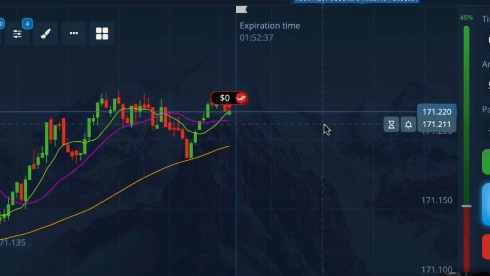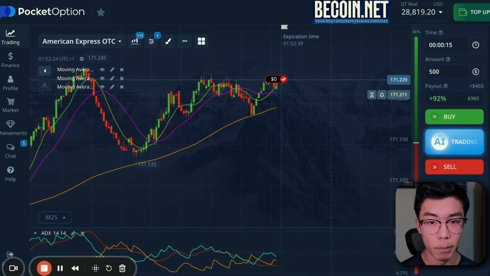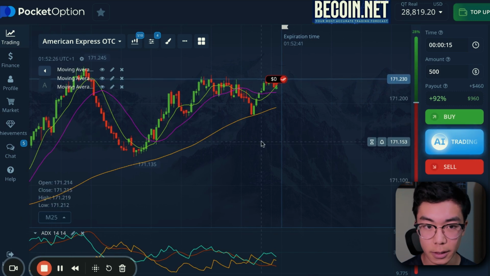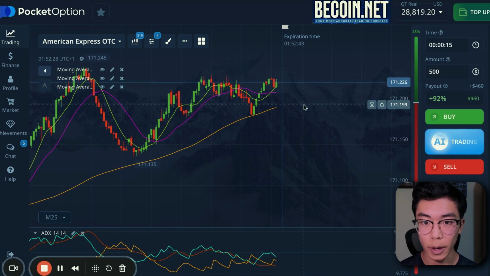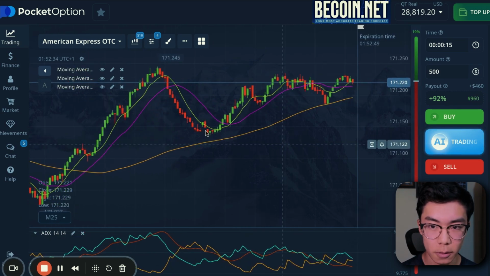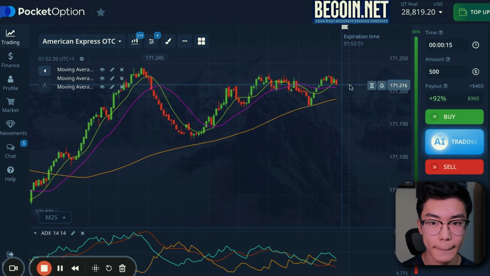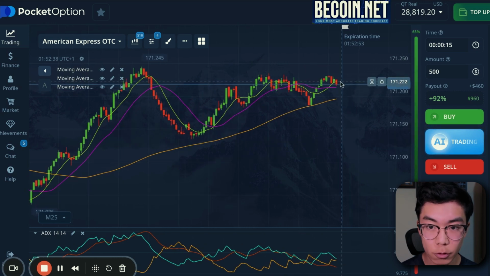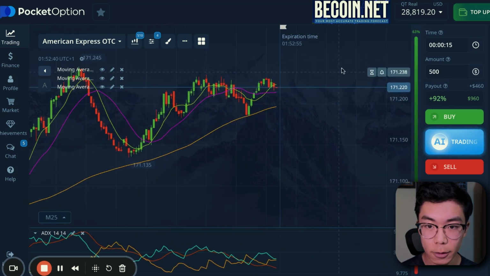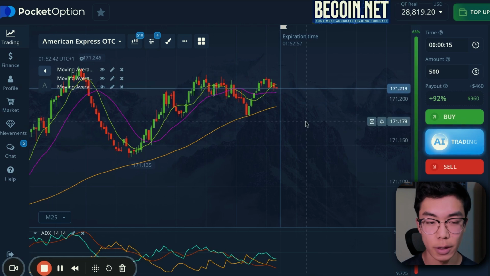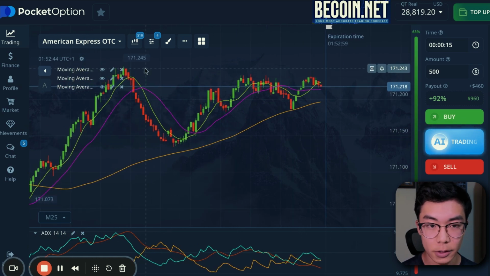Okay, it was a loss. It's okay. We're in the red, but that's just a lesson learned that not all trades are successful. We can look here, and we see that it did cross over upwards, and it is trending upwards, but there is a resistance level right here.